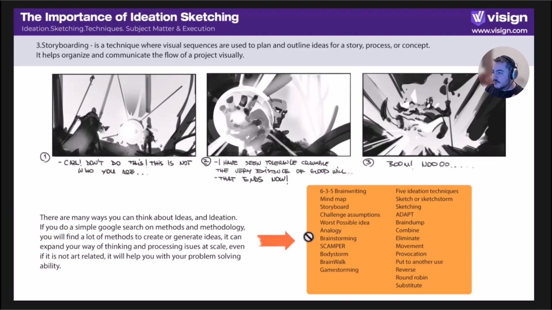Now, going forward, and basically going into the next phase, we talk about storyboarding, which is a technique where visual sequences are used to plan an outline for a story, process, or concept. It helps organize and communicate the flow of a project visually. And here we've got a couple of examples. This is a simple example. It's just like a sort of scenery. And it has some messages underneath to tell a bit about a story. And it says like, Carl, don't do this.